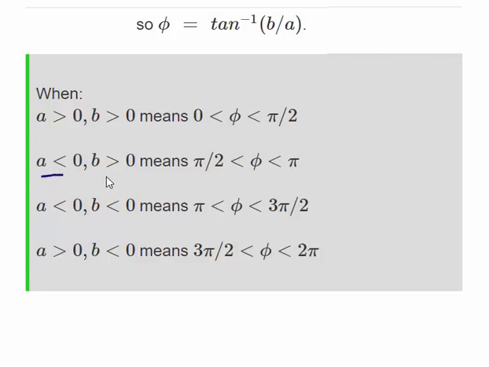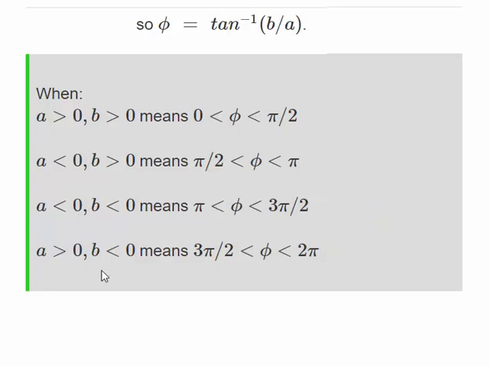When a is negative and b is positive, we get this situation. There's our line, and the angle we're looking for is greater than pi over 2 and less than pi, or greater than 90 and less than 180. When a is negative and b is negative, now we're looking for an angle that is greater than pi and less than 3 pi over 2, or greater than 180 and less than 270.